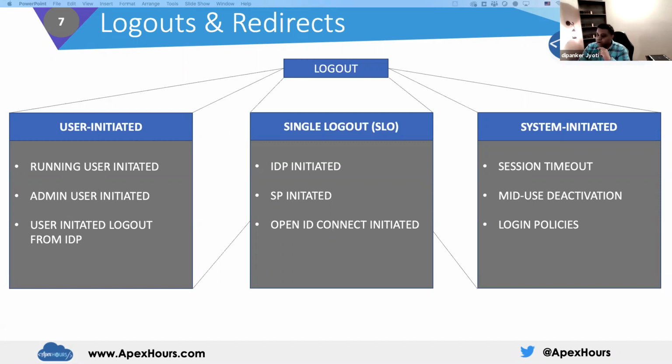So this is the part where you can have a single click to log out of your SSO session, which is basically telling your identity provider, please log me out of every system in one click, and please secure me and get me out of here. This could be IDP initiated. This could be SP initiated, where you say, if I log out in Salesforce, log me out of all the other systems. It could also be OpenID Connect initiated.